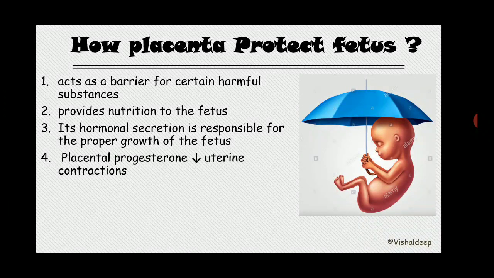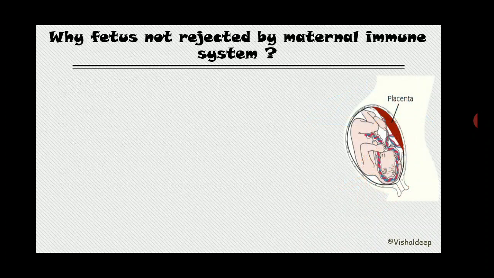progesterone. Progesterone basically decreases the uterine contractility. And by decreasing the uterine contractility, placental progesterone protects the fetus from being expelled before the actual time of labor. Alright. Now there is one question that was asked, that is, why is the fetus not rejected by the maternal immune system?